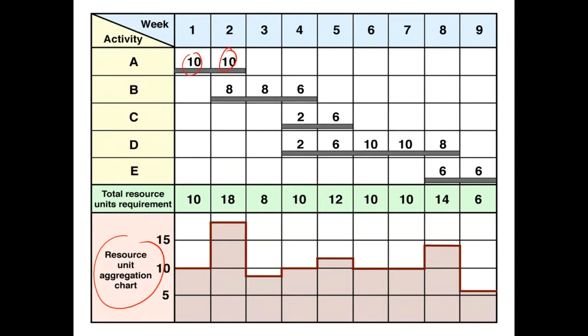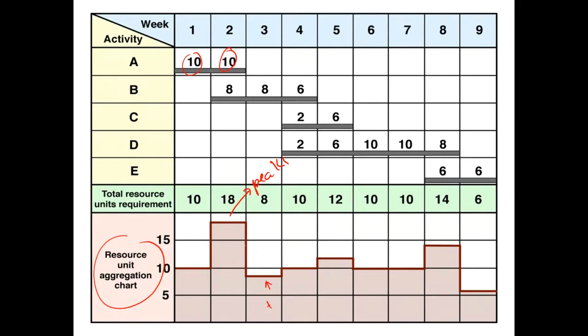Now, one thing about the resource histogram is that we do not want to have too many peaks and troughs. If you are, for instance, talking about workers, that may mean that you are firing a lot of workers in one day.